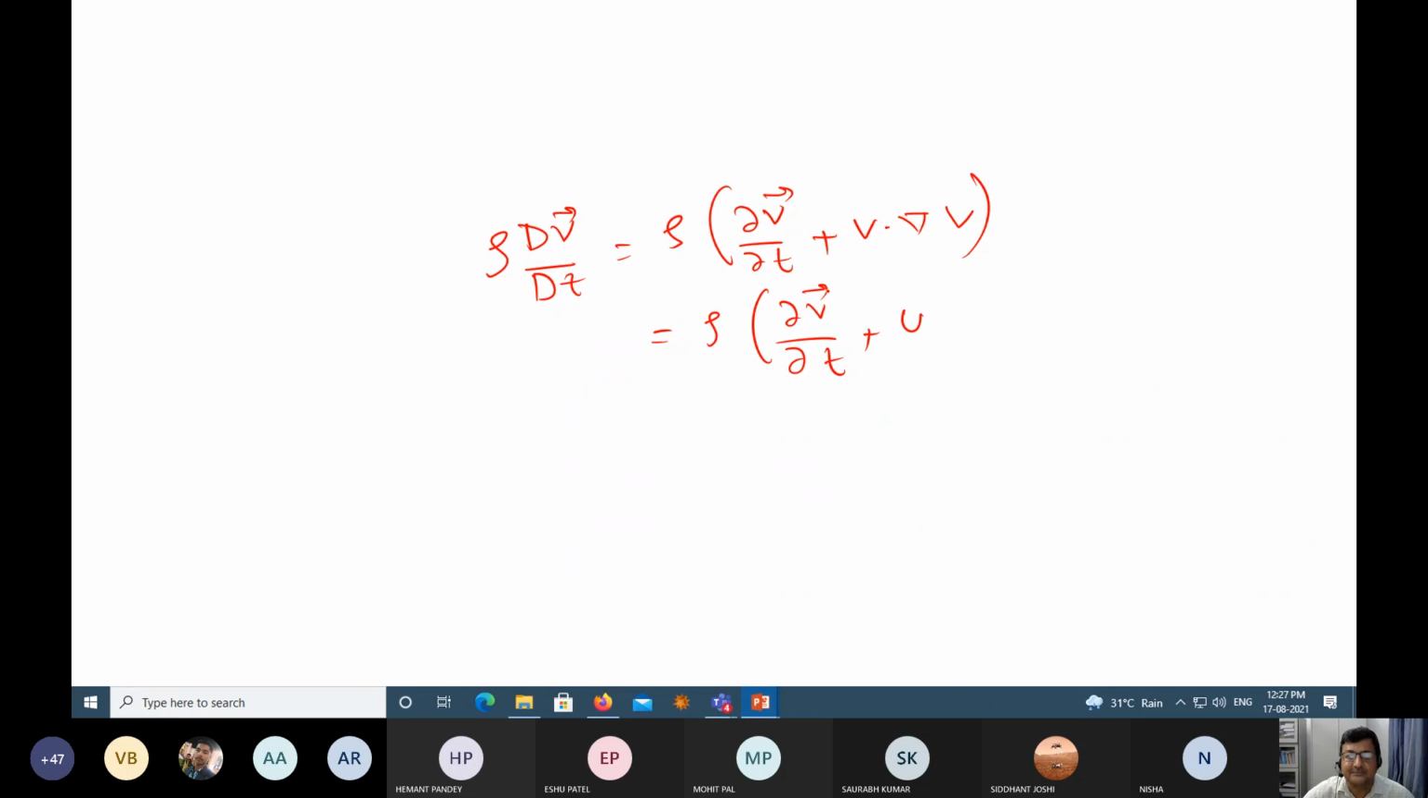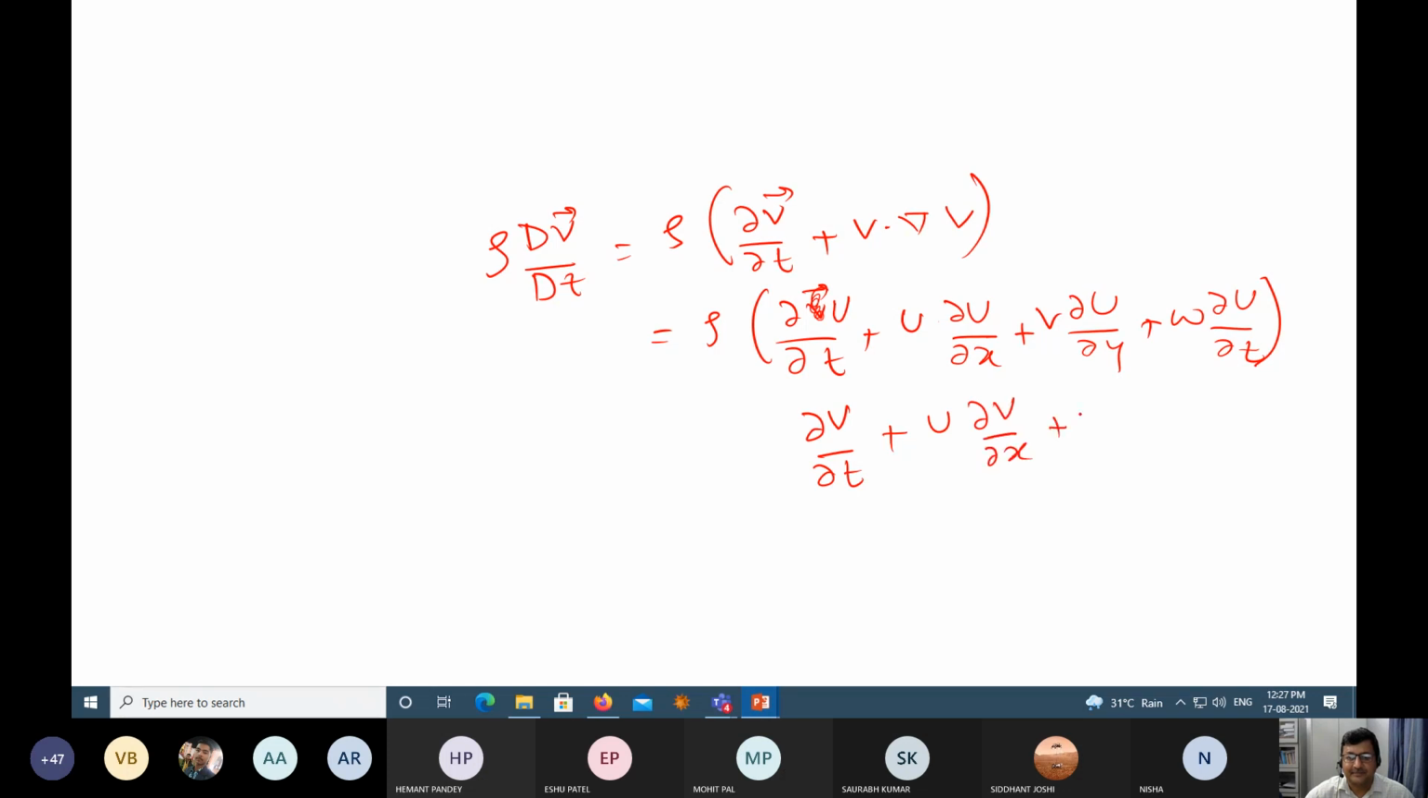So if I write in terms of u only, del u by del t plus u into del u by del x plus v into del u by del y plus w into del u by del z, right? This is my x component. So essentially this means there are three equations. What will be the second equation? See, del v by del t plus u into del v by del x plus v into del v by del y plus w into del v by del z, right?